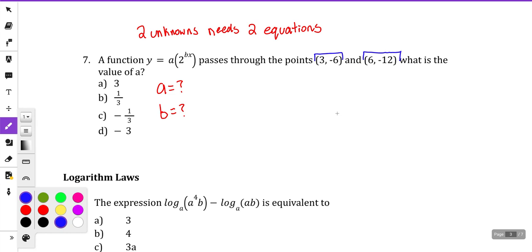Equation number 1 will use x of 3 and y of negative 6. Equation number 2 will use x of 6 and y of negative 12. I'm just going to call this point 1 and point 2. So I have x1 equals 3, y1 equals negative 6. I have x2 equals 6, y2 is negative 12. Those are my 2 points.